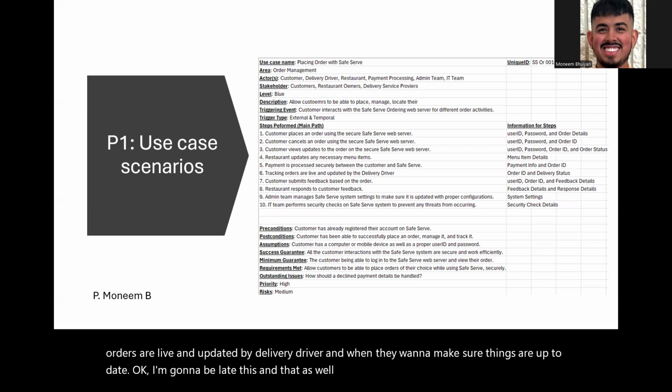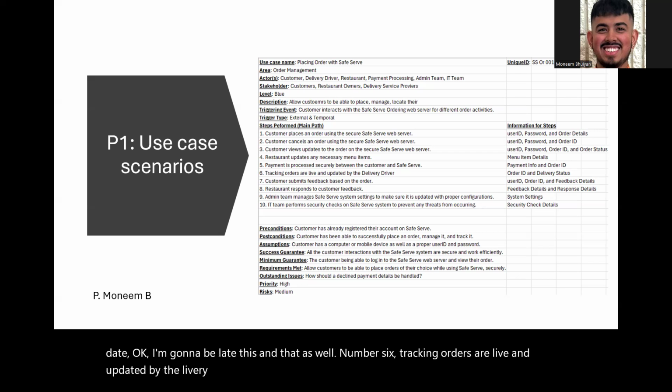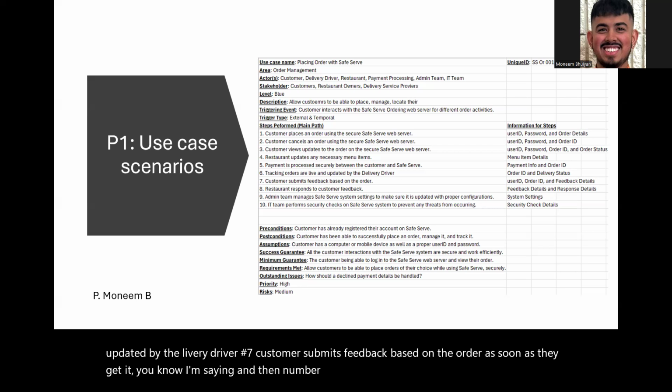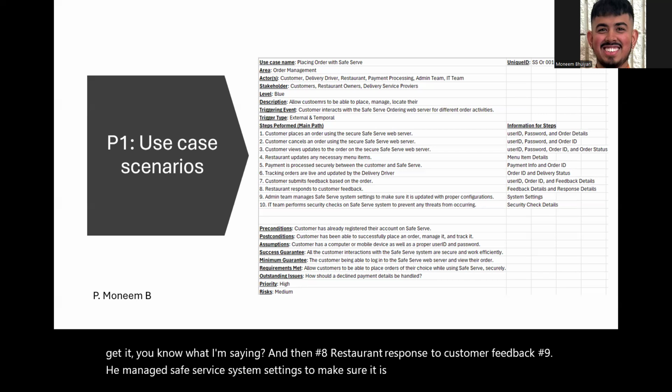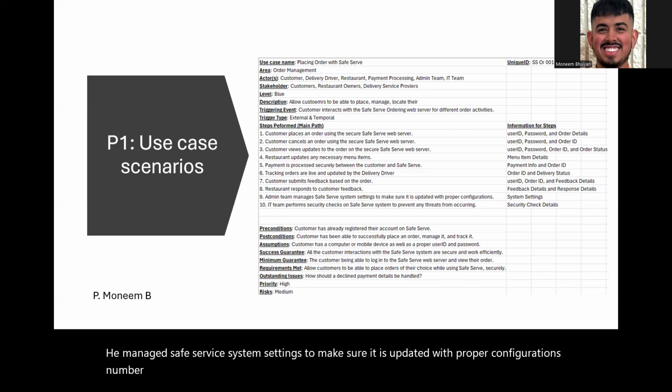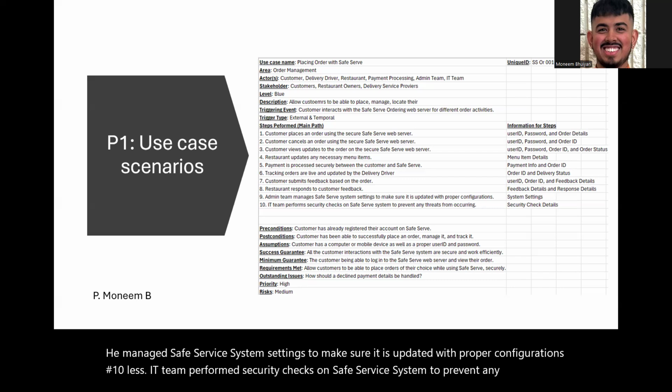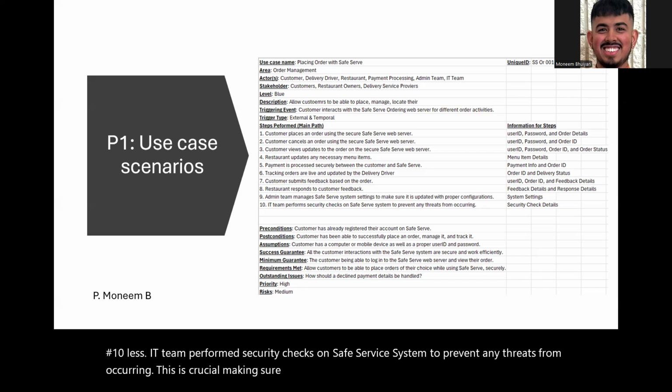Number 6, tracking orders are live and updated by the delivery driver. Number 7, customer submits feedback based on the order as soon as they get it. Number 8, restaurant responds to customer feedback. Number 9, admin team manages SafeServe system settings to make sure it is updated with proper configurations. Number 10, IT team performs security checks on the SafeServe system to prevent any threats from occurring. This is crucial, making sure that nothing major happens.